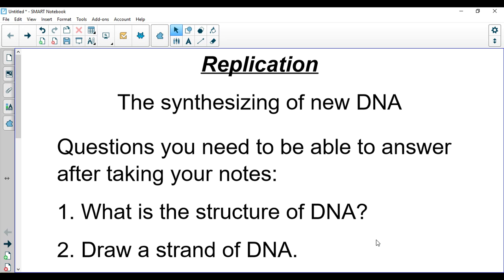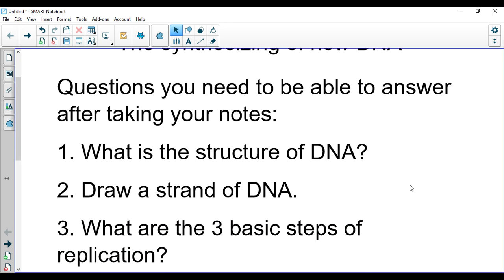Now, we have a couple other players in with replication. We're not going to need to remember them too much. We're going to have to be able to answer these questions once you take your notes. You should be able to answer all these questions. Number one, what is the structure of DNA? From what I've seen, a lot of people miss that on their pop quiz. The structure of DNA is a double helix. That structure was found by Watson and Crick.